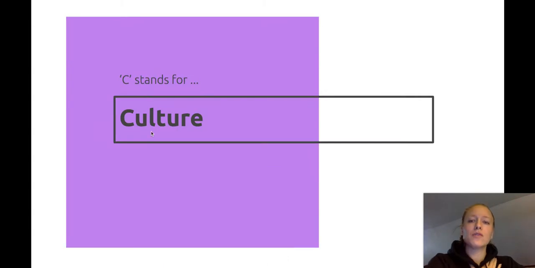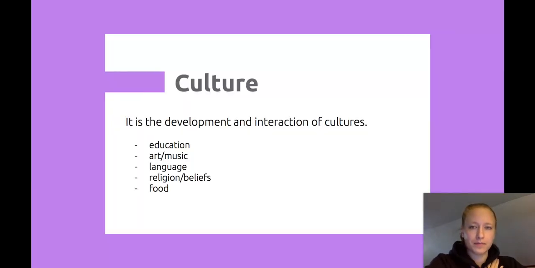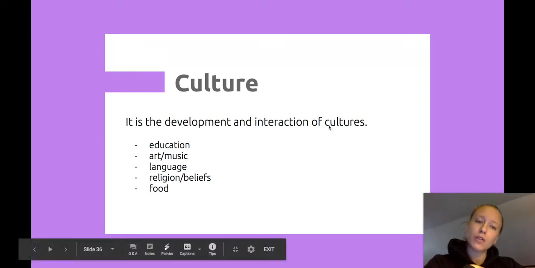C stands for culture. Culture is the development and interaction of cultures. So you can think of education, art and music, language, religion and beliefs, and food. These are all parts of culture.